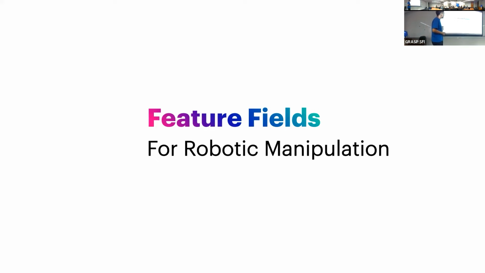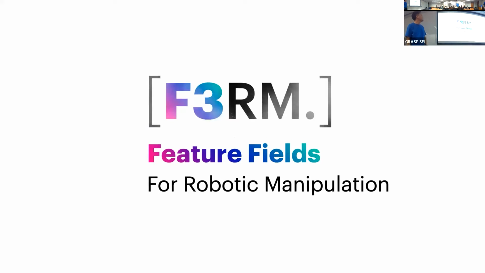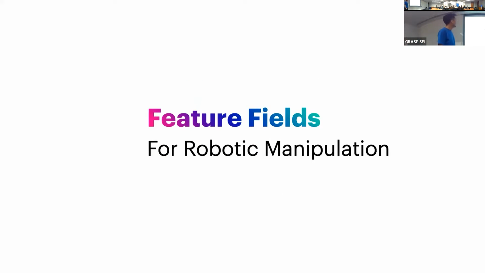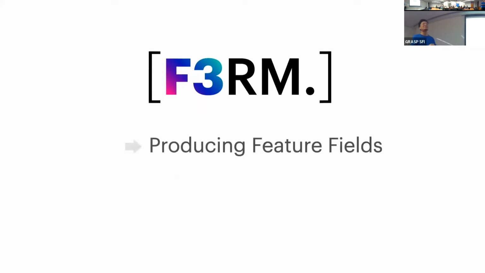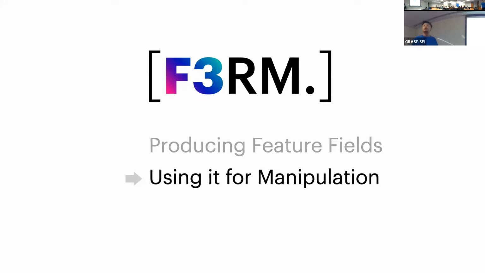So the idea is that maybe we can use these feature fields that graphics folks develop to enable editing for robotics applications. So we couldn't come up with a better name, so we ended up just naming it Feature Fields for Robotic Manipulation, or F3RM, with a nice animation. Anyways, so F3RM has two main parts. The first part is how to actually produce this type of 3D feature fields in the robotic setting. And the second part is how to actually use it for manipulation, in particular language guided manipulation.